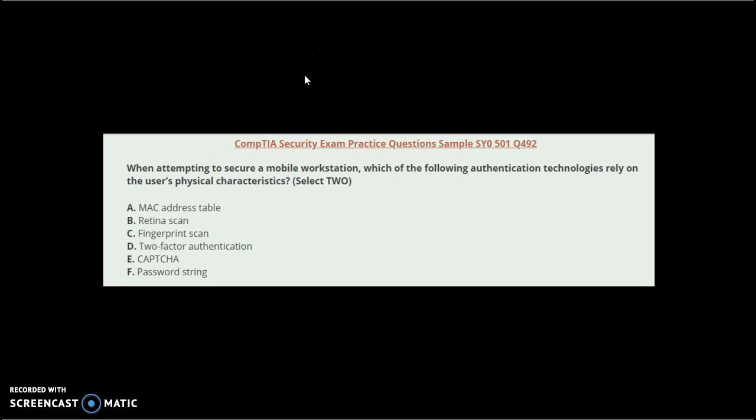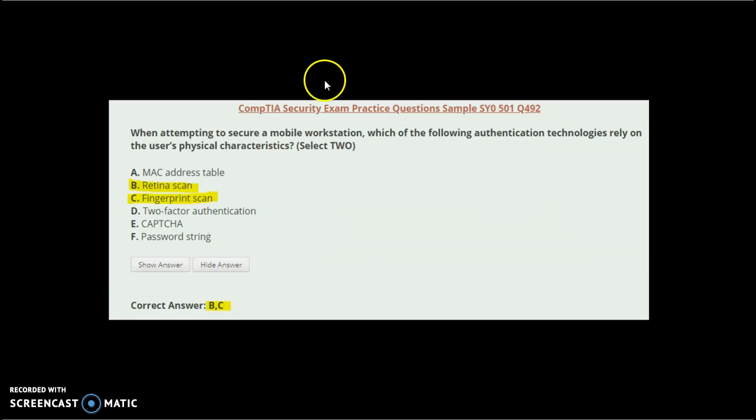Attempting to secure a mobile workstation, which of the following authentication technologies rely on the user's physical characteristics? Select two. Then we have the retina scan, so that's your eye, something you are, and fingerprint, also something you are, both physical.